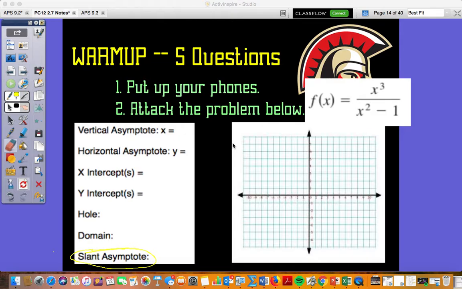Make sure we factor that bottom right. No, hold off on that because it involves this part, slant asymptote, which we haven't done yet. Yeah, don't do that part.